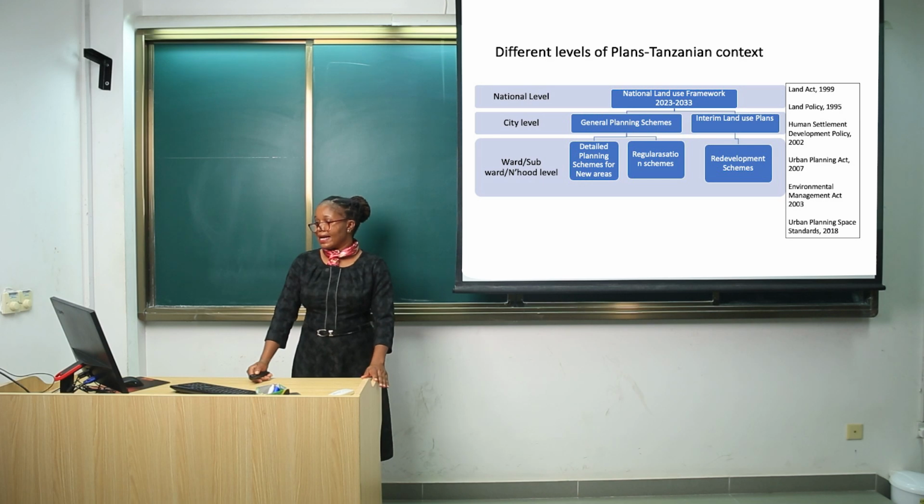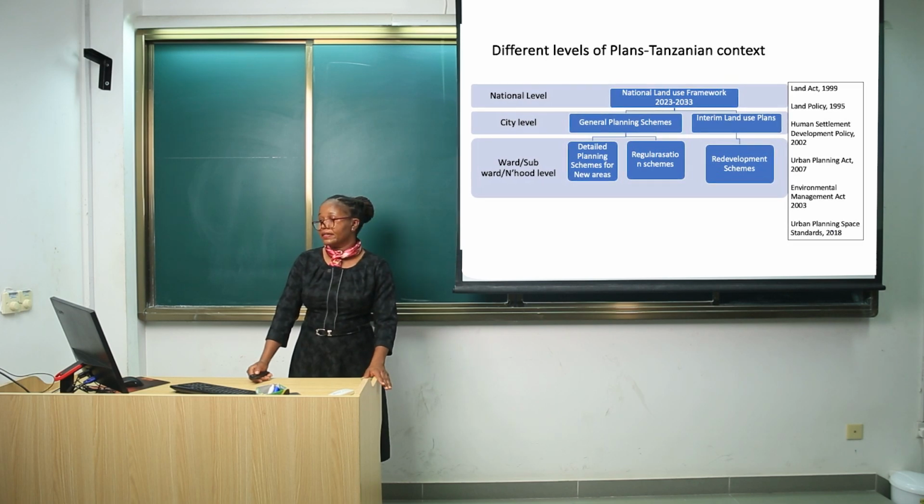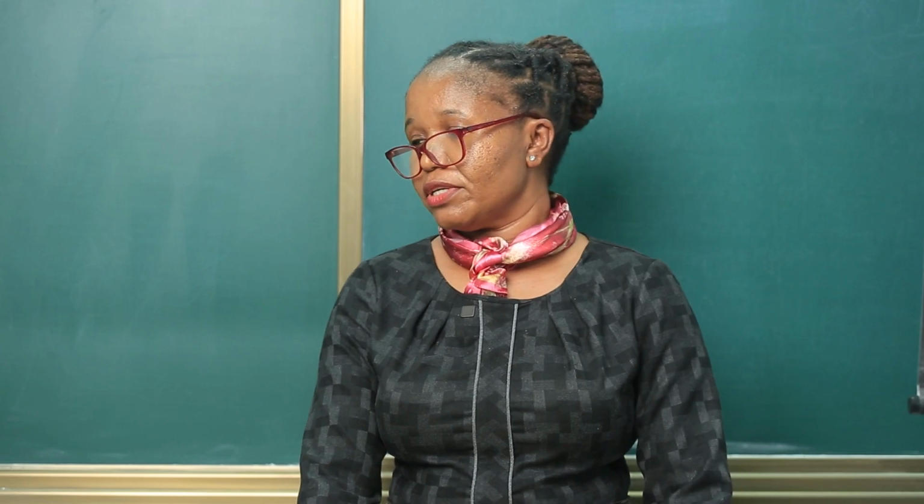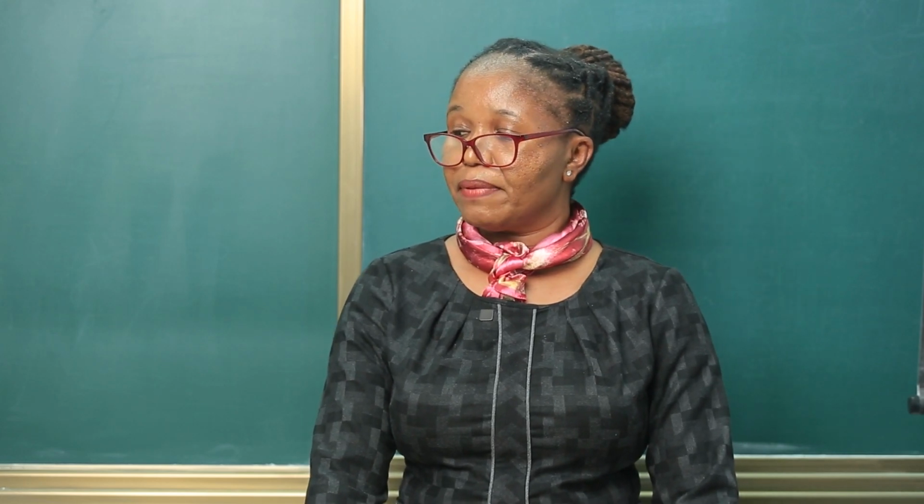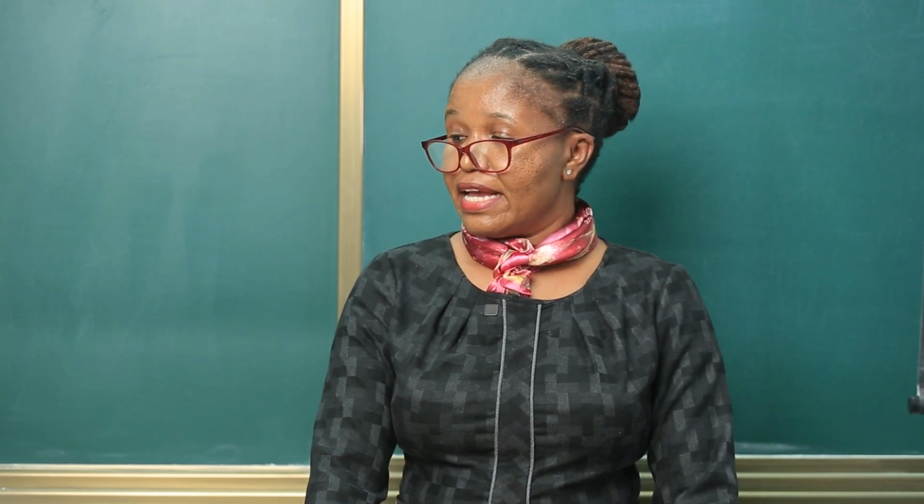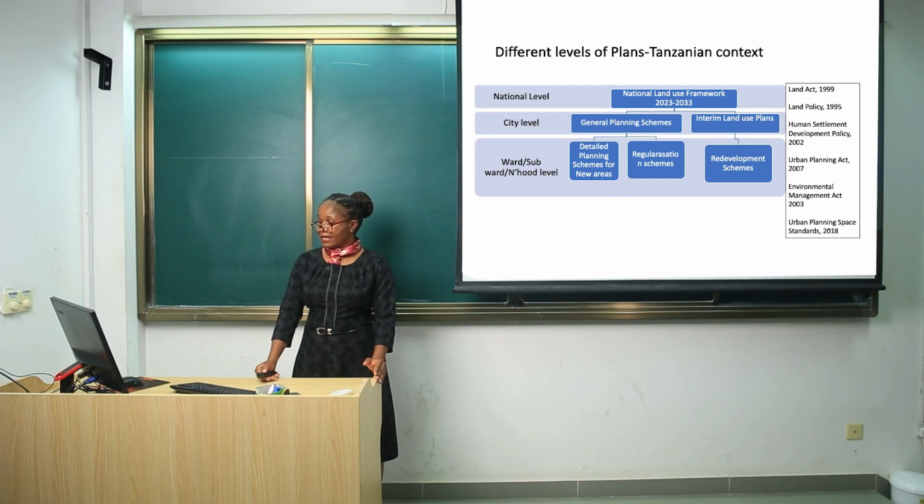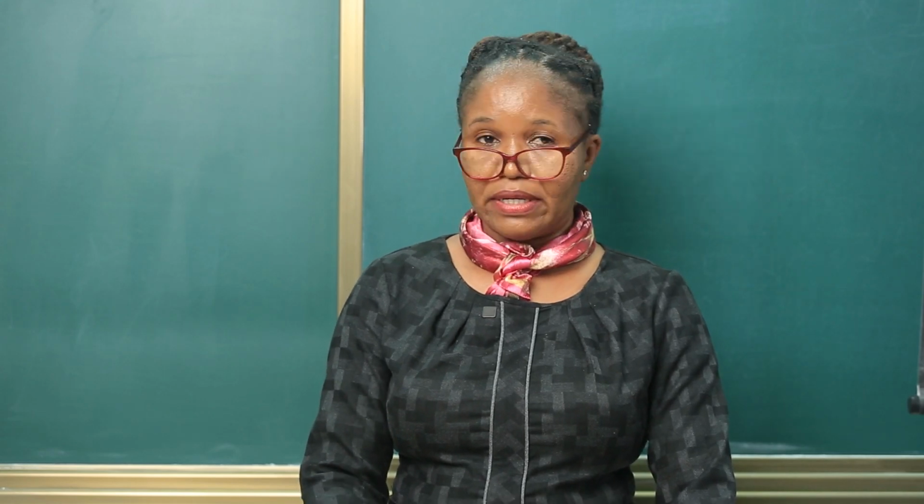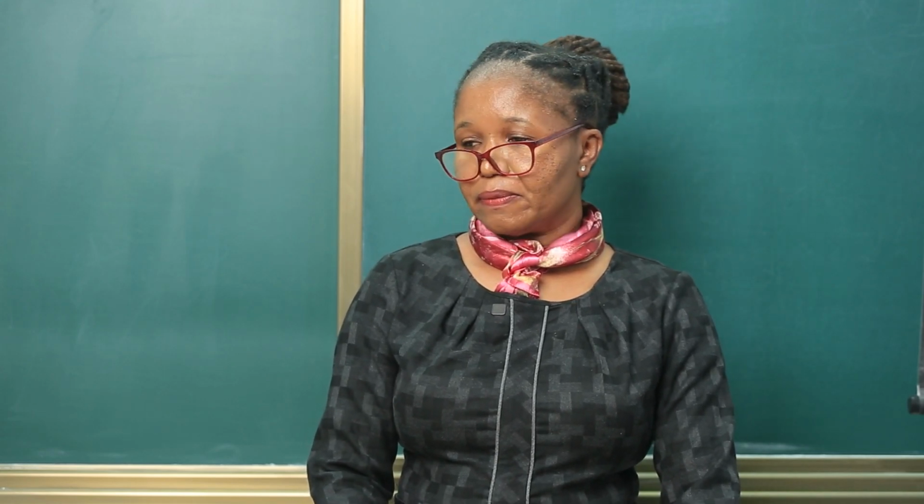And all these are guided by existing policy and legal framework, which includes the Land Act of 1999, Land Policy of 1995, Human Settlement Development Policy, Urban Planning Act of 2007, Environmental Management Act, and Urban Planning Space Standards of 2018. So all these are the aspects. The legal framework are actually key considerations also in planning for urban spaces.